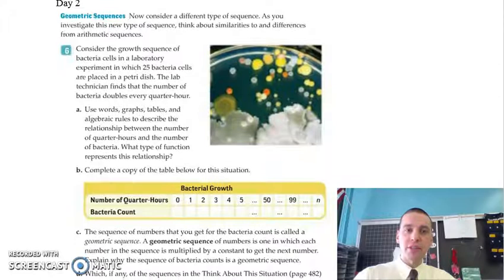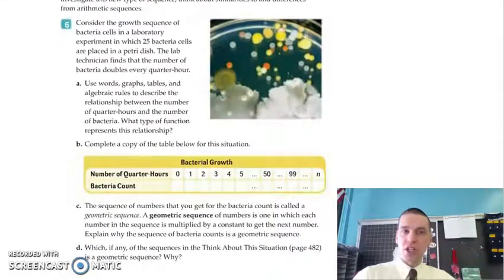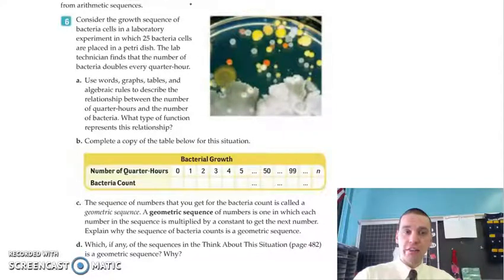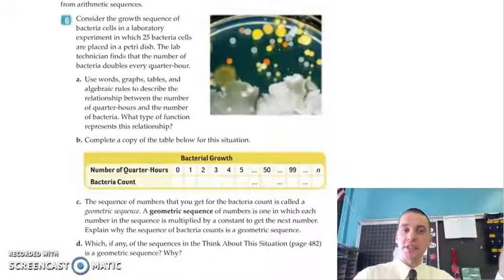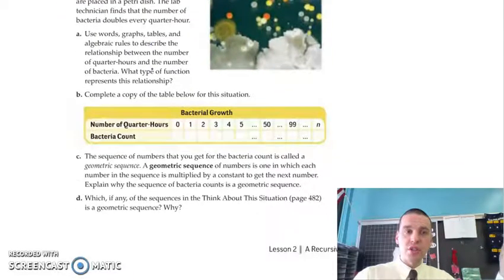So this first example that we're going to look at is growth of bacteria cells in a petri dish. So we're going to start at 25 bacteria cells are placed in a petri dish. And the lab technician finds that the number of bacteria doubles every quarter hour. Notice that that's not every hour, but every quarter hour. Use words, graphs, so we can figure out what this is. Well, if it's doubling, okay, what function is it?